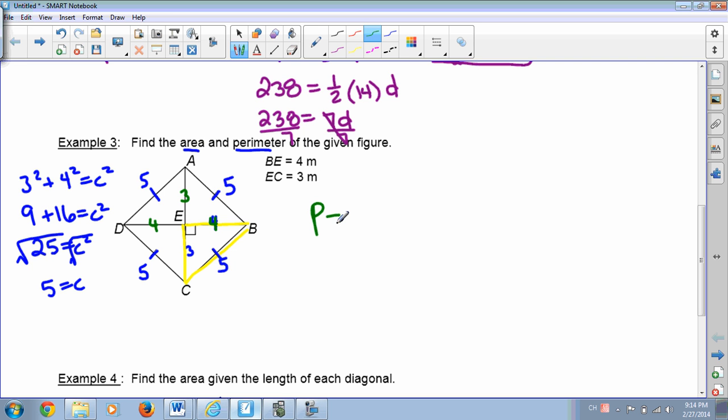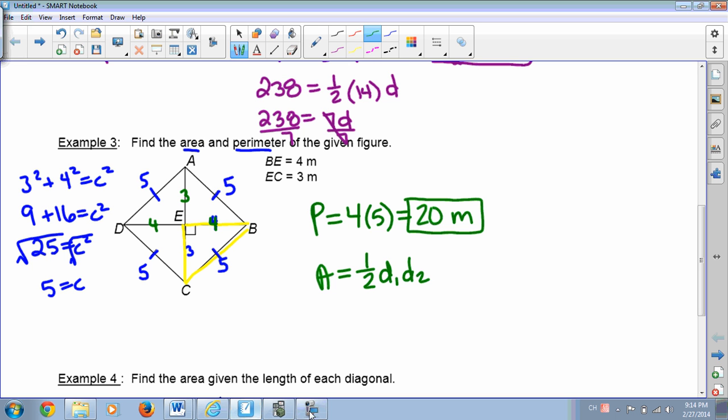Let's go ahead and start with our perimeter because that's the easiest thing to find. It's just the distance around our square. It's 4 sides and they're all 5s, so 4 times 5 is 20. Or 5 plus 5 plus 5 plus 5 is 20, and we're measuring in meters. So that is our perimeter. We also need to find the area. We could do side squared, but I wanted to show you how the formula that we've learned today also works, which is 1/2 d1 times d2.